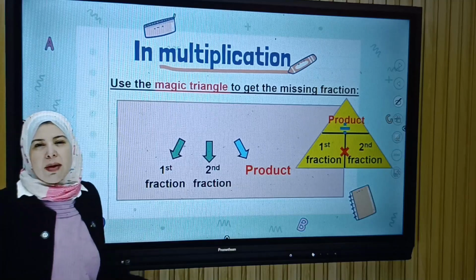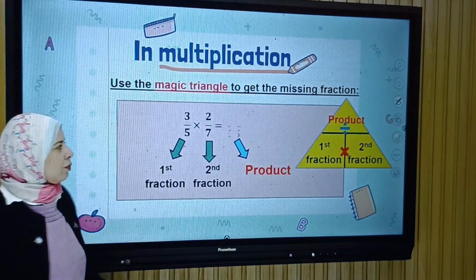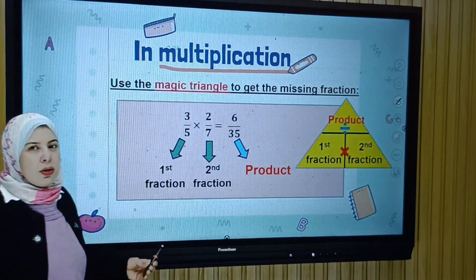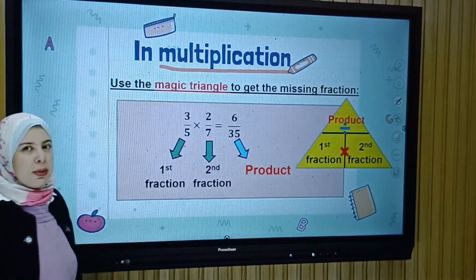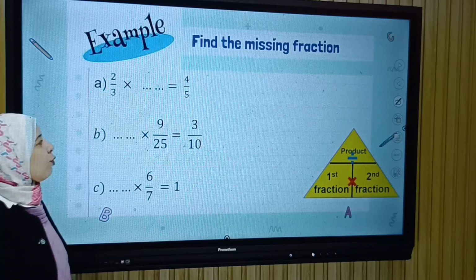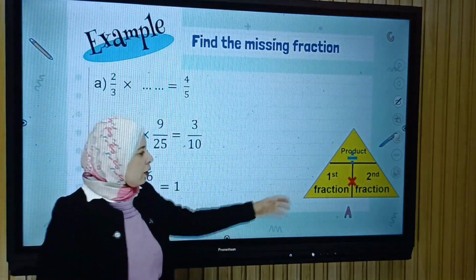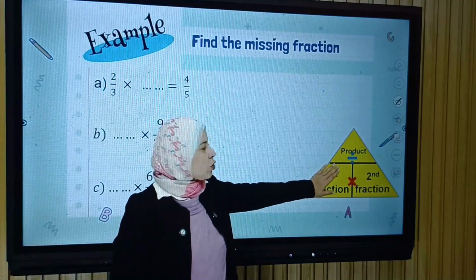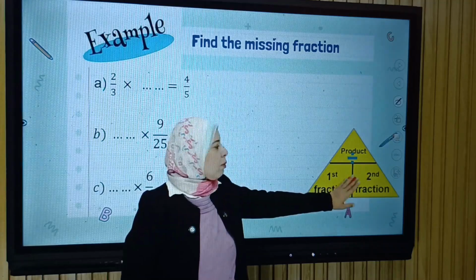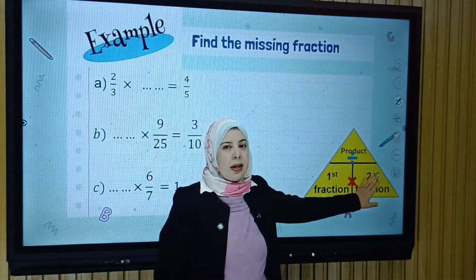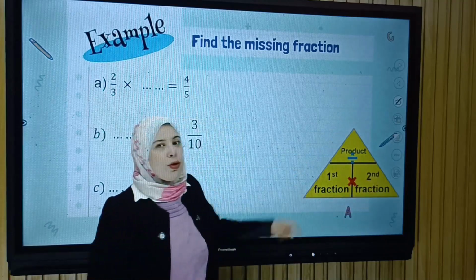But what if I am missing one of them, either the first or the second? What shall I do? How to get the missing one? By the magic triangle, I have to know how to get the missing one. So, find the missing fraction. If the missing one is the first fraction, I am going to divide the product by the second fraction. If the second fraction is missing, I also divide the product by the first fraction.